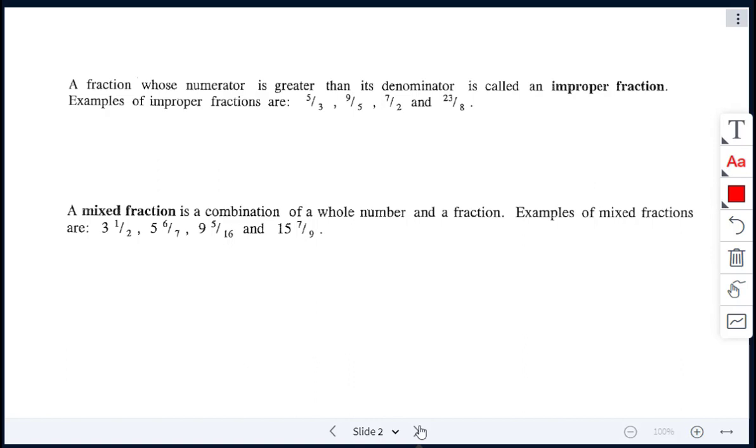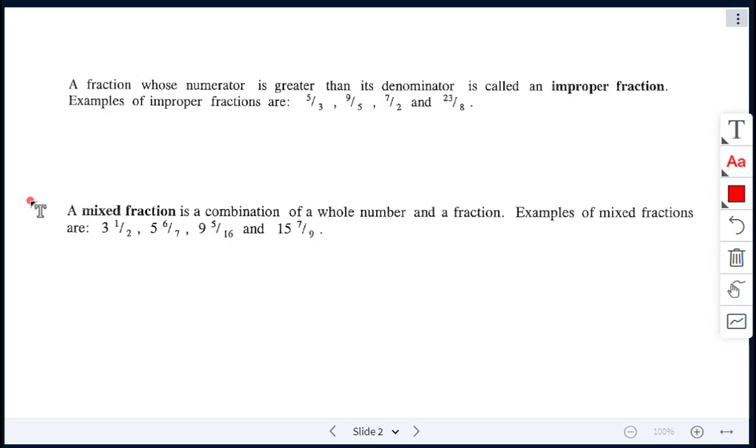When we have an improper fraction, the numerator is greater than the denominator. So if we look at these examples, we have 5 over 3, 9 over 5, 7 over 2, 23 over 8. Those are improper because the numerator is greater than the denominator.